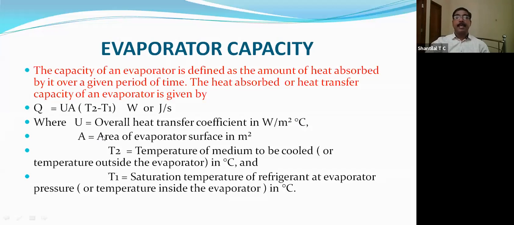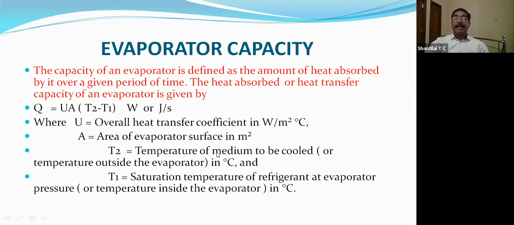A means area. The evaporator has an area; area means L into B. So the evaporator has a surface area, which is expressed in meter square. So first we have to take the heat transfer coefficient. Then we have to measure the evaporator area, L into B, in meter square. Then the temperature difference. Temperature difference means T2 minus T1.